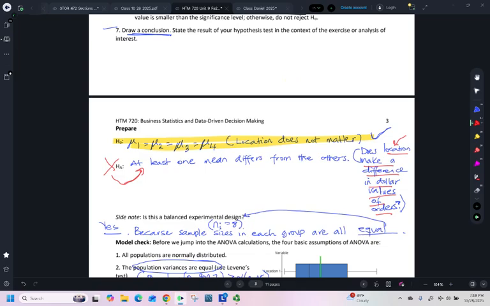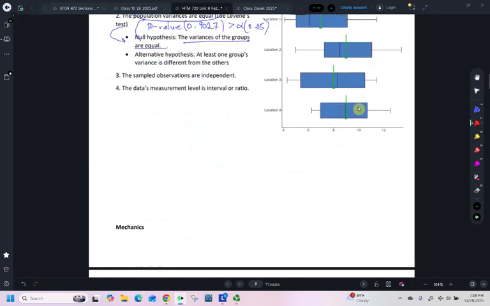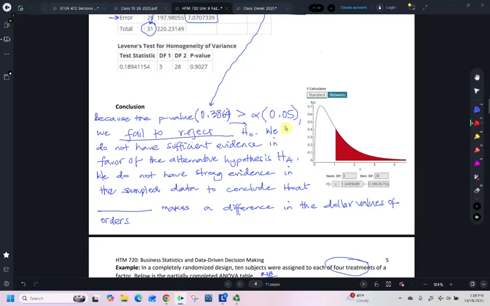Since we failed to reject the null, which means the null hypothesis won, it means in this sample data we do not have enough evidence to claim that location makes a difference in dollar values of orders. So how do we write that? We say we do not have sufficient evidence in favor of the alternative, which means we do not have strong evidence in the sample data to conclude that the only factor we're considering here, which is location, hence the use of the one-way ANOVA, makes a difference in the dollar values of orders.